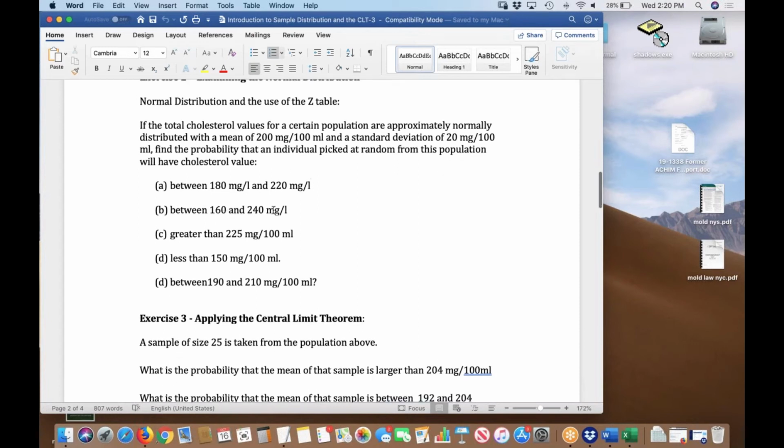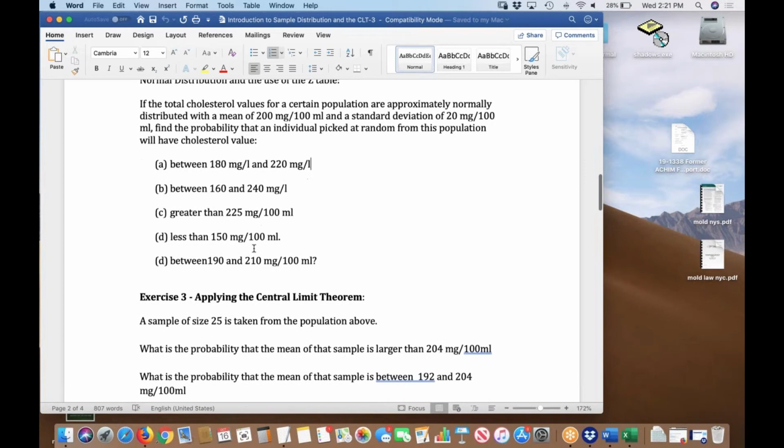How about between 160 and 240? Again, that's a nice even number, 2 standard deviations below to 2 standard deviations above. So we can say that's about 95% of the population. So the probability we'd pick somebody and they would have a cholesterol level between 160 and 240 is 95%.